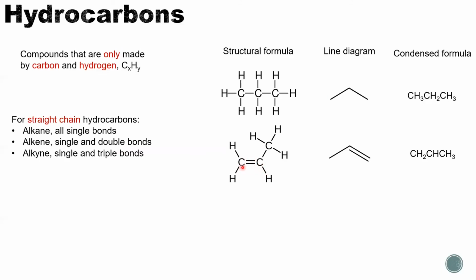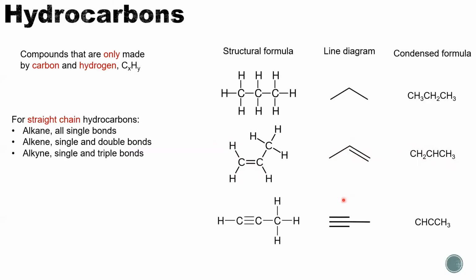When we talk about the double bond, it's shown here. There are 2 bonds between neighboring carbons, and in this case, this carbon can only bind with 2 hydrogens, and this carbon can only bind with 1 hydrogen. The line diagram is here showing the double bond, and we also have 3 carbons, and the condensed formula shows exactly how many hydrogens bind with each carbon.